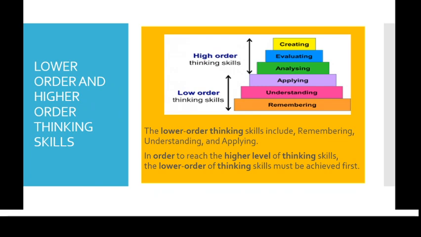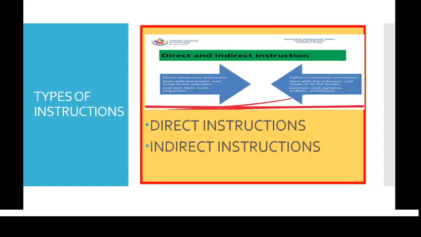Now coming towards teaching, whenever we are teaching, we are going to deliver two types of skills. That is the lower order skills and the higher order skills. The lower order thinking skills include remembering, understanding and applying, and the higher order thinking skills are analyzing, evaluating and creating. These two skills, if you remember, are part of Bloom's taxonomy we had already discussed previously.